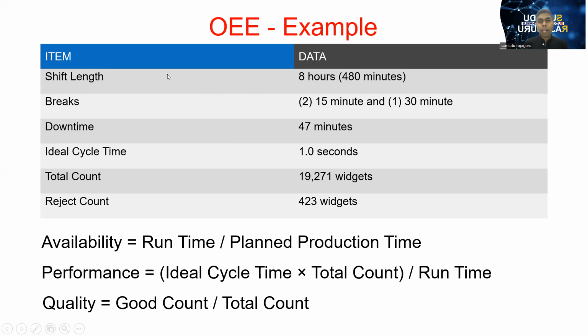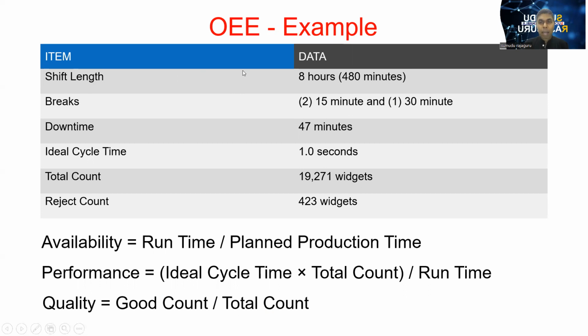In here, the shift length is 8 hours, 480 minutes. But there are 3 breaks given: 15 minutes for 2 breaks, and 30 minutes for 1 break. So even though the shift length is 8 hours, we already plan a 1 hour break. 15 into 2 is 30 minutes, and another 30 minutes in here.